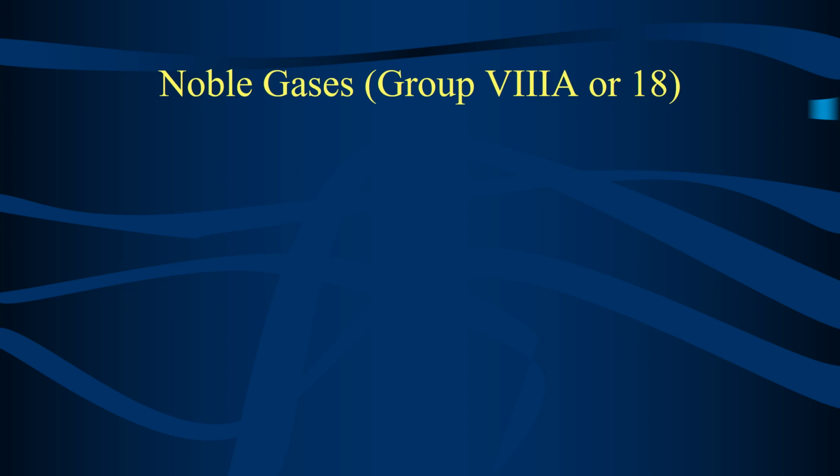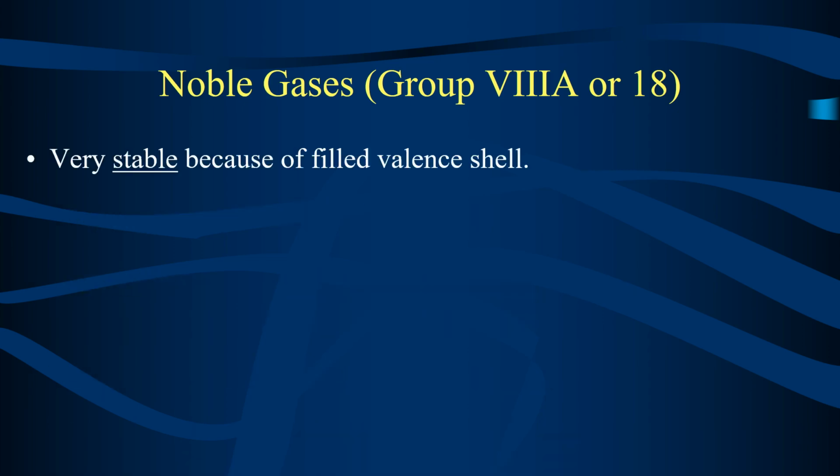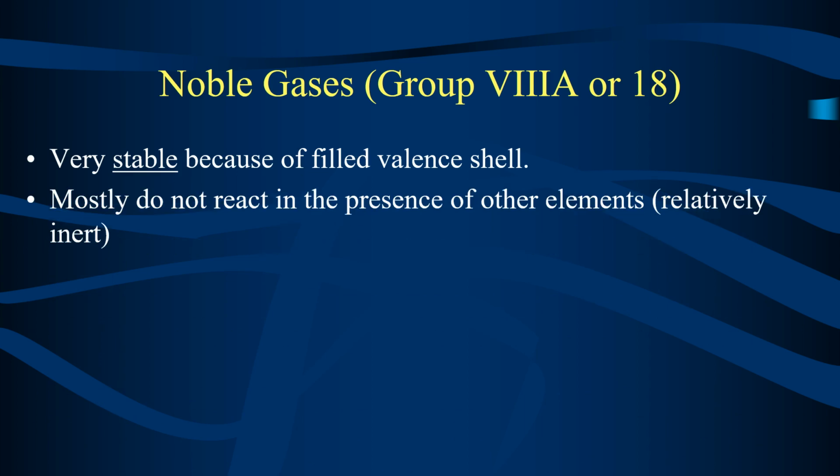+2 charge. So I'm going to go from noble gases. I'm going to start on the other side. Group 8A or group 18. Group 8A is very, very stable. They are mostly non-reactive. They mostly do not react, so they are considered to be inert. And in fact, another name for this is the inert gases.